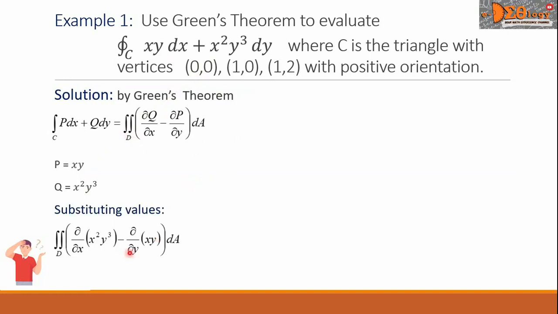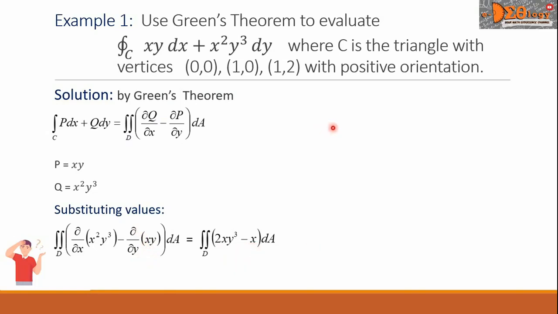Now let us evaluate the partial derivative of x squared y cubed with respect to x. That becomes 2x y cubed, minus the partial derivative of xy with respect to y. So we write here x.